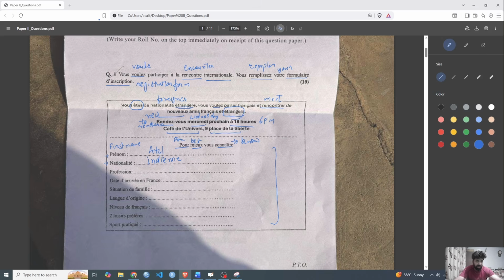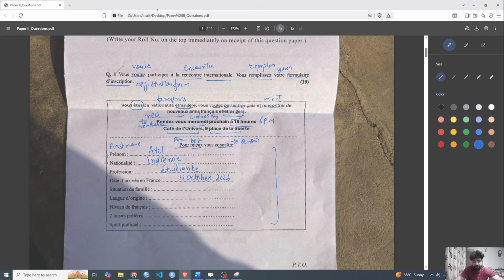Okay. Then it says profession. So profession is student. So student in French is called étudiante. So I'll just write étudiante. Okay. And then it says date d'arrivée en France. So basically they are asking me for the arrival date in France. So I'll just write here 5th October 2026. Okay.